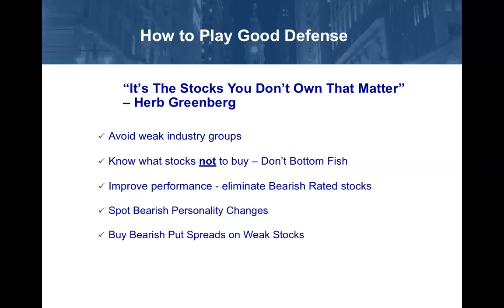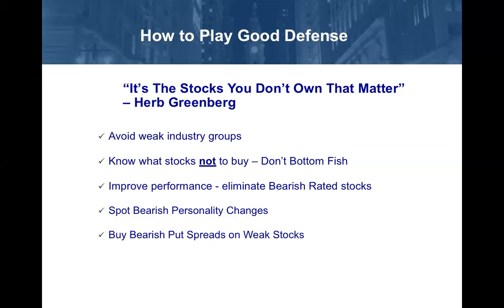So how do you play good defense and avoid the stocks you shouldn't own? Well, you avoid weak industry groups and stocks in those groups. You know what stocks not to buy, and you don't bottom fish. You improve your performance by eliminating bearish rated stocks from your 401k plan and taking them off your buy list.